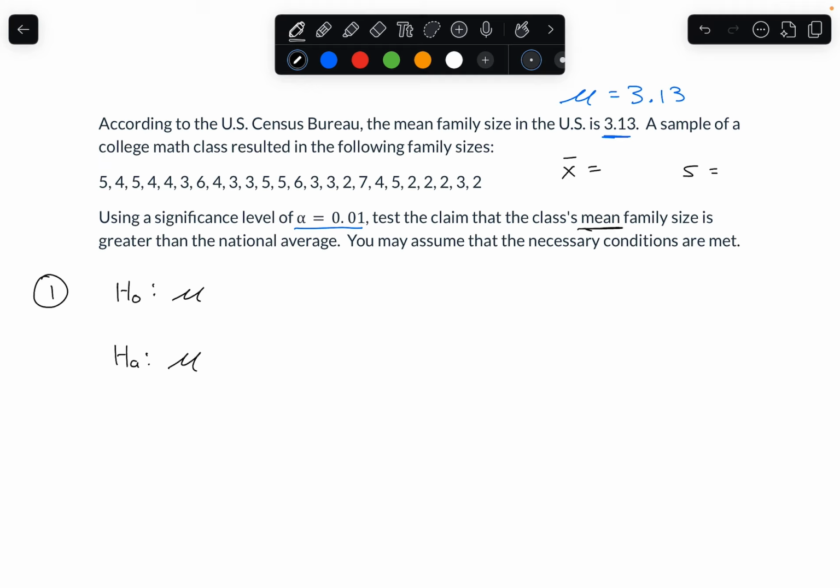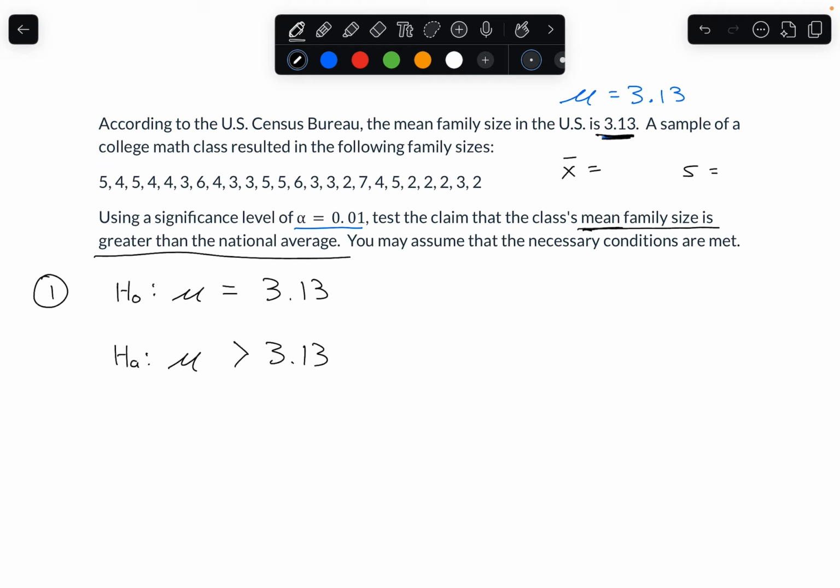And the claim here is that the class's mean family size is greater than the national average. So we're saying greater than for our claim, which is our alternative hypothesis, greater than the national average, which we set up here was 3.13. So it's greater than 3.13. Once we have our alternative hypothesis, the null hypothesis is always a statement of equality. It's mu is equal to 3.13. So we've got our null hypothesis and our alternative hypothesis.